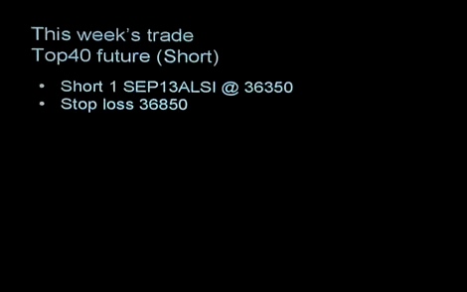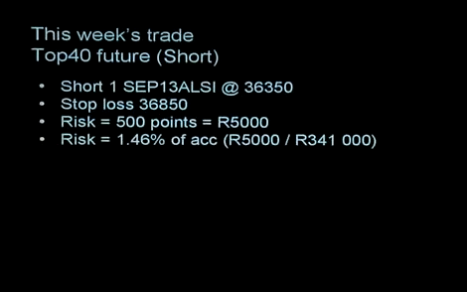All right, so what I've done is I've shorted the one contract at 36,350. My stop loss is 36,850. So that means my risk is 500 points. And given that every point represents 10 Rand on these contracts, my risk is 5,000 Rand. That means my risk is 1.46% of our capital. We've got 341,000 trading capital at our disposal. So 5,000 Rand of that is 1.46%.